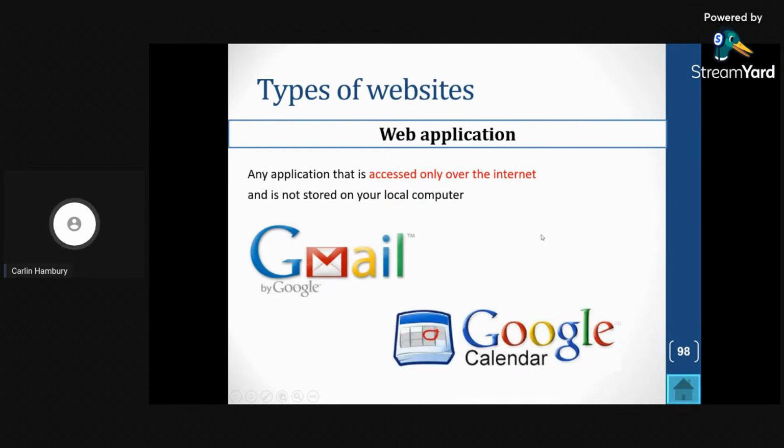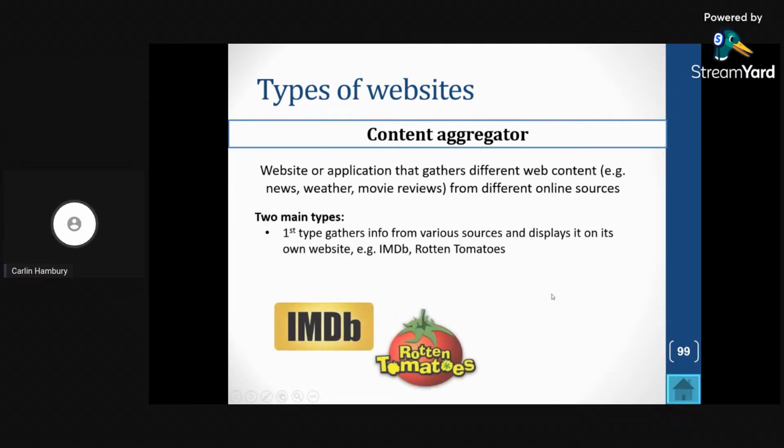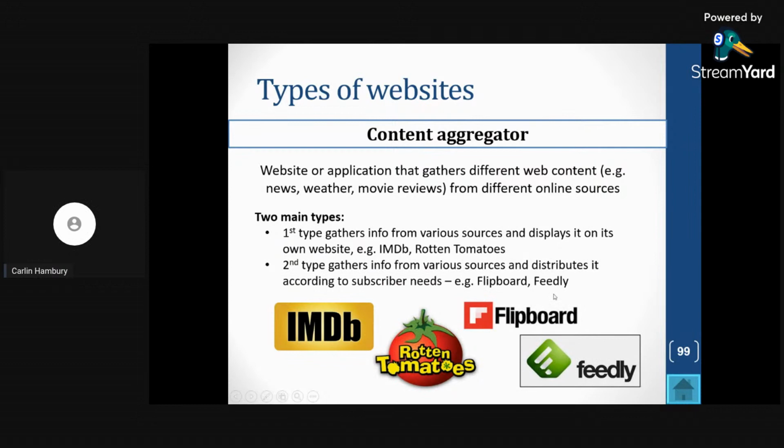We've got web applications, which are programs that you can only access by connecting to the internet. So Gmail, only through the internet. Google Calendar, again, only through the internet. Then we've got our content aggregator. This is a website or application that gathers different web content like news, weather, and movie reviews from different online sources. Obviously, you would then say which source it must take information from.